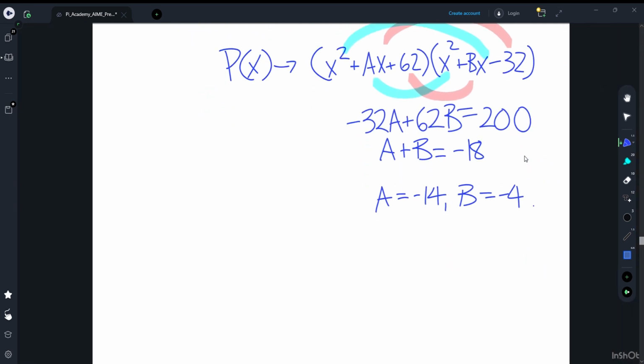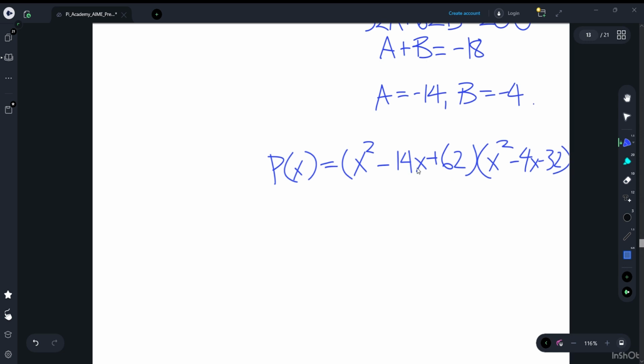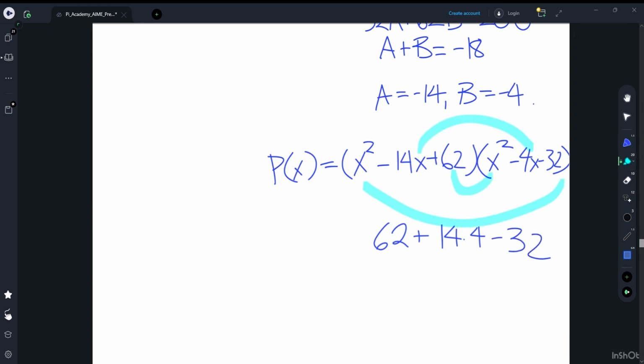So p of x is equal to x squared minus 14x plus 62 times x squared minus 4x minus 32. And so we want to find k, and k is just 62 plus 14 times 4 minus 32. And so 62 plus 56 minus 32.